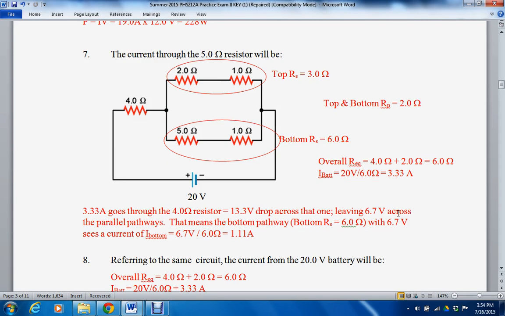So I can jump ahead now and say, okay, through this bottom pathway that has a total resistance of 6 ohms, I'm not just doing the 5 ohm resistor, I'm doing the whole pathway because the same current will go through the whole pathway. 6.7 volts divided by that 6 ohm pathway tells me that 1.11 amps goes through this bottom pathway, therefore 1.11 amps goes through that 5 ohm resistor.